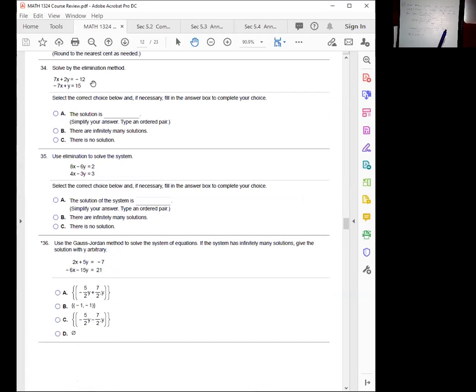34. These are the questions you can solve with your matrix calculator stuff or an online solver. Since I'm letting you use whatever, I'd like you to use the solver. So let's go ahead and do 34.